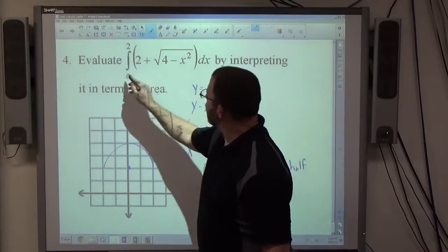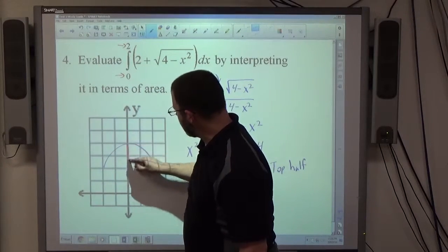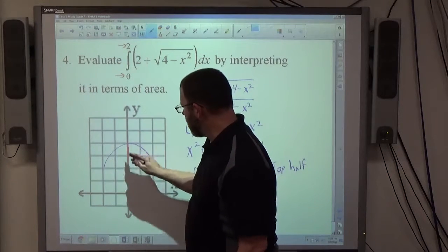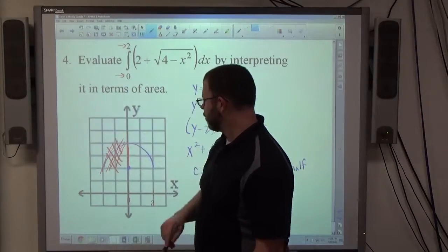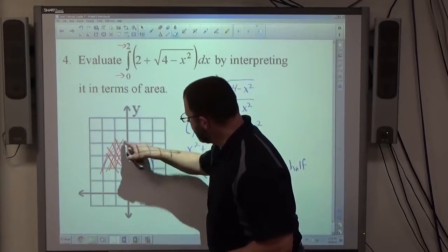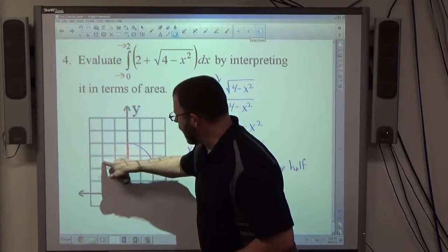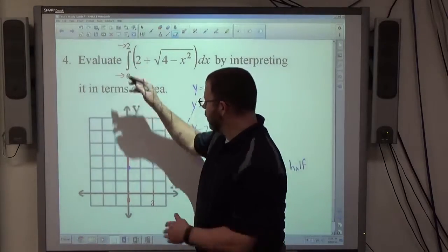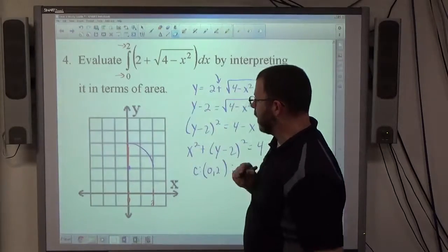But then my interval goes only from 0 to 2, so the only part of the circle I care about starts here and ends here. So 0 to 2, that's all I care about. So all this over here doesn't count. So throw that out. So all I'm looking at here is the right corner of this circle. That's all I care about. If it said -2 to 2, now I've got the whole half a circle. So again, depending on this interval, that's how that comes into play here.